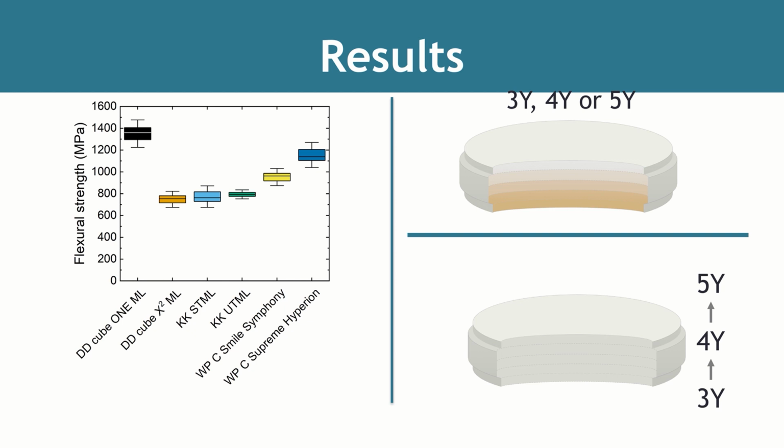Equivalently, in theory, we might have expected similar flexural strength values for Dental Direct's Cube 1 multilayer and Kuraray's Katana STML, as they have the same level of yttria, although our values are in agreement with that reported by the manufacturers. As of now, we can only speculate as to why this is the case, but slight variations in yttria content, particle size of the starting material, binder content, coloring strategies, and the thickness of each layer may all be contributing factors.